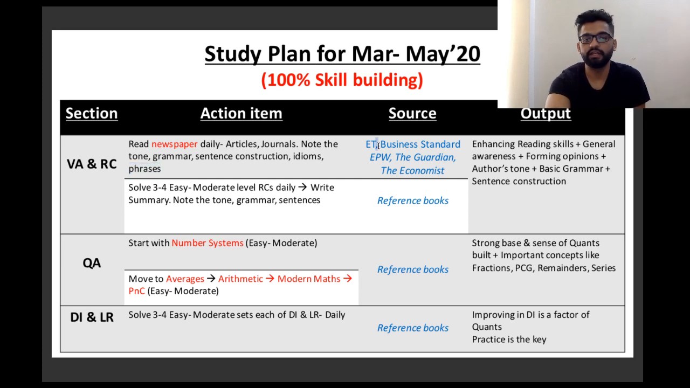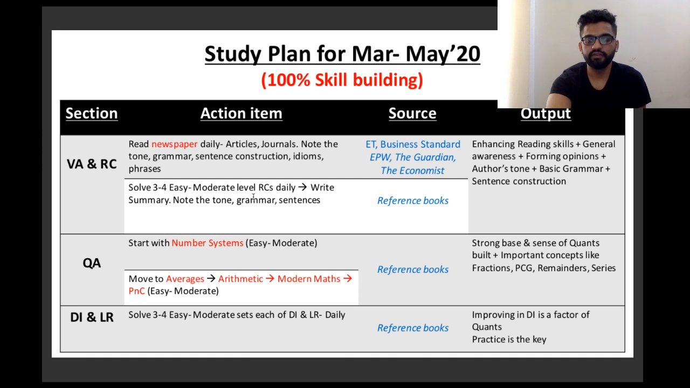Sources can be Economic Times, Business Standard, EPW, which is an application also, you can download it, The Guardian or The Economist. Then solve 3 to 4 easy to moderate level RCs daily for the next 3 months. Write summaries, know the tone, grammar, and sentences. This is all you have to do in the next 3 months. This is something that worked out for me also, guys, right?